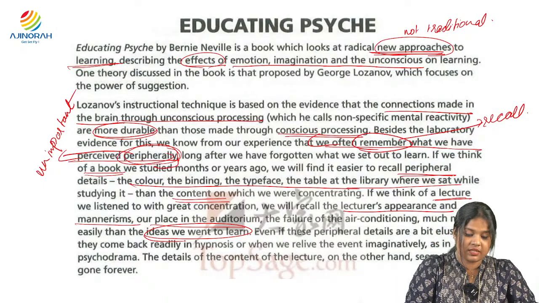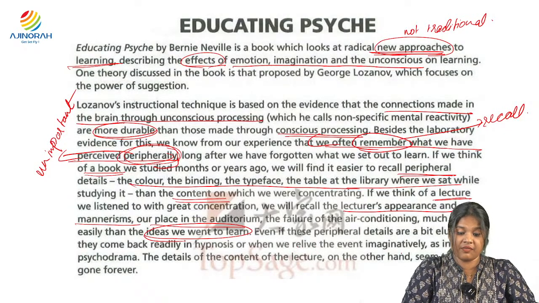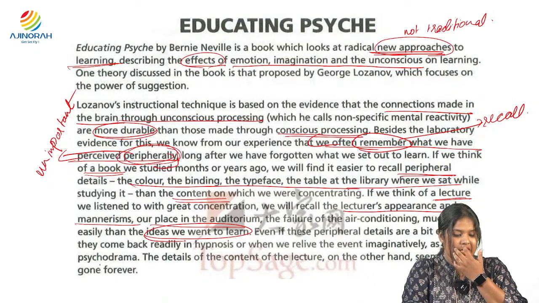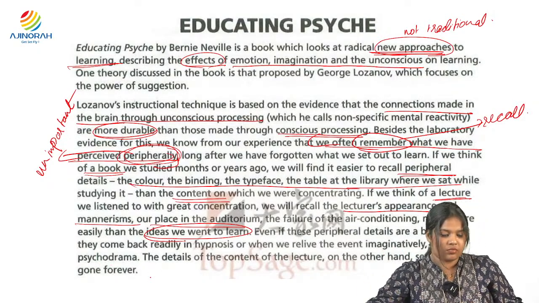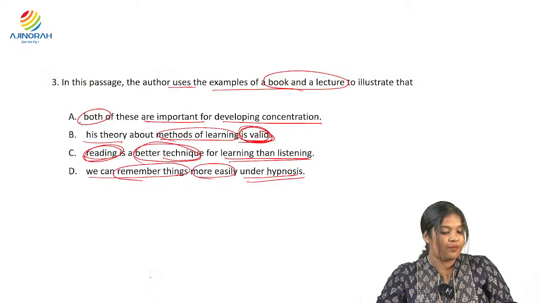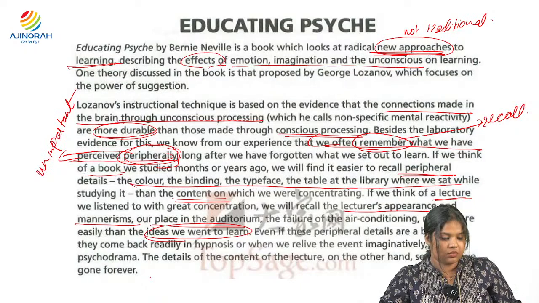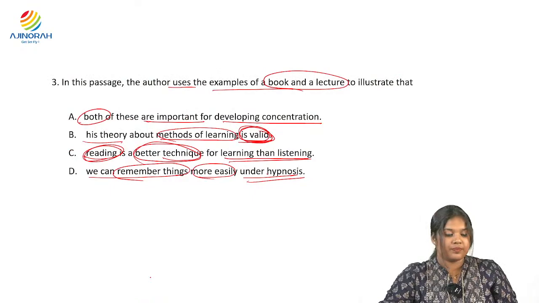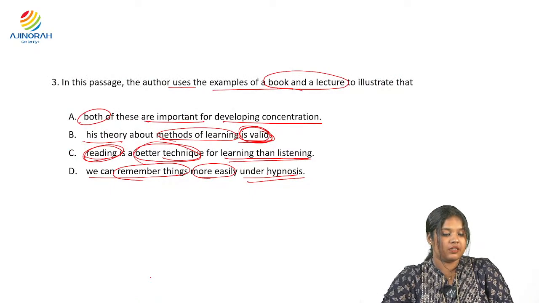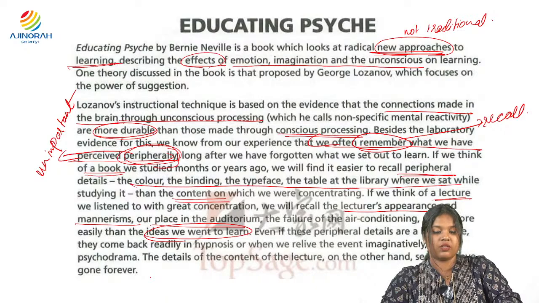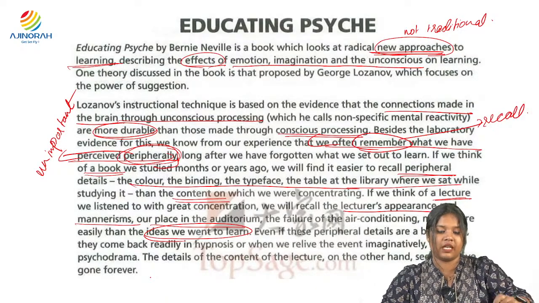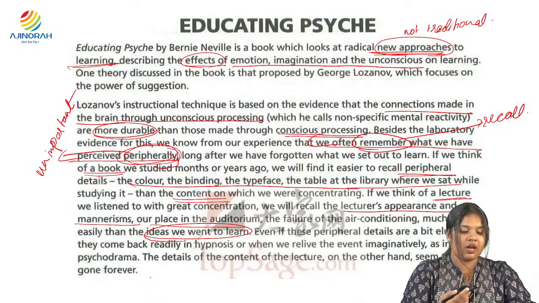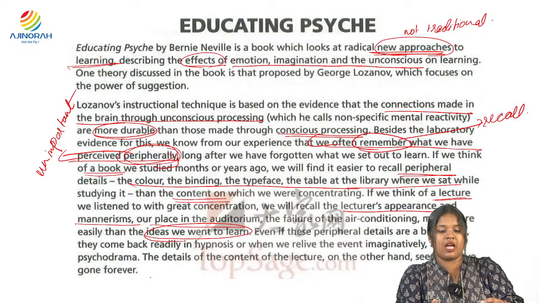Right. They are saying that even if these peripheral details are a bit elusive, they come back readily in hypnosis or when we relive the event imaginatively, as in psychodrama, right? But we can remember things more easily under hypnosis. Is he telling that it's easier? No. So is he talking about what he explained in the beginning, that it's easier for people to recall the unimportant things? He's just giving an example for that.